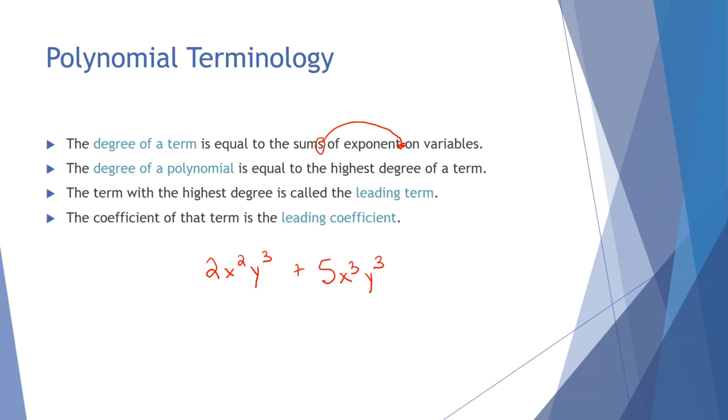The term with the highest degree is called the leading term. Now, in this case, the highest degree is last. Generally, we put the leading term first, which is why it has the name leading term. And then the coefficient of that term is called the leading coefficient. So this is some terminology that you're going to need that is going to be used throughout this course in this section.